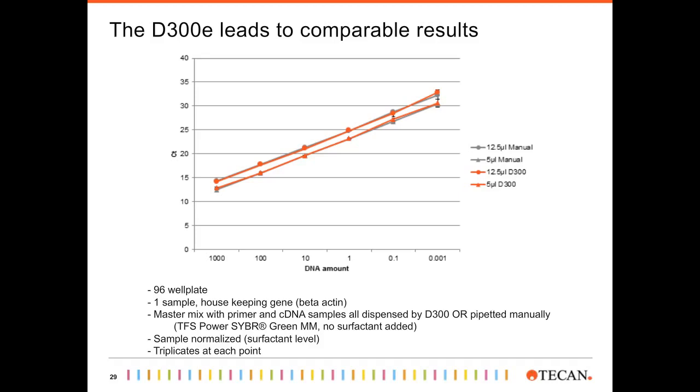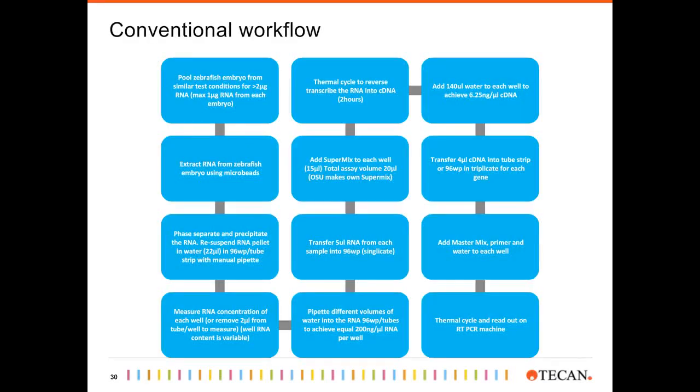However, what this shows is a workflow from a customer. I won't go into it in detail. What this means is they start off with zebrafish embryos that they pool from similar test conditions, and they go through all the steps of isolating the RNA, then creating the cDNA, and then measure and determine the amount of cDNA and use the cDNA then to do a qPCR.